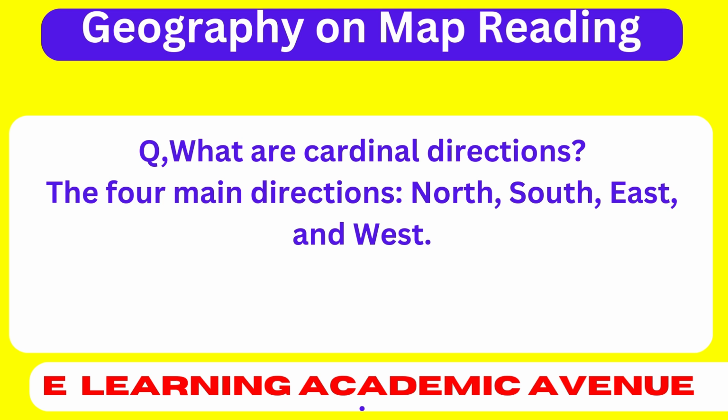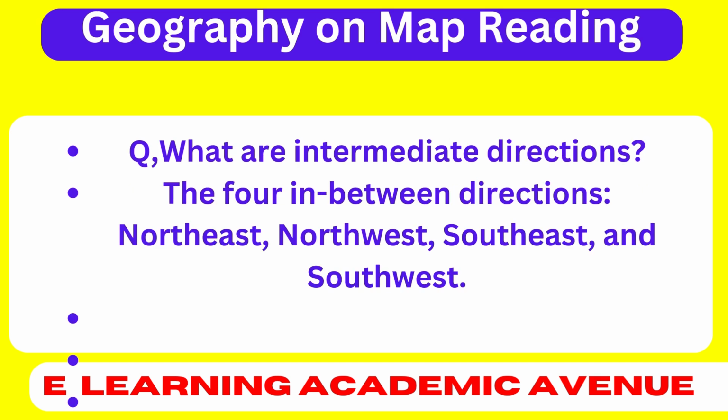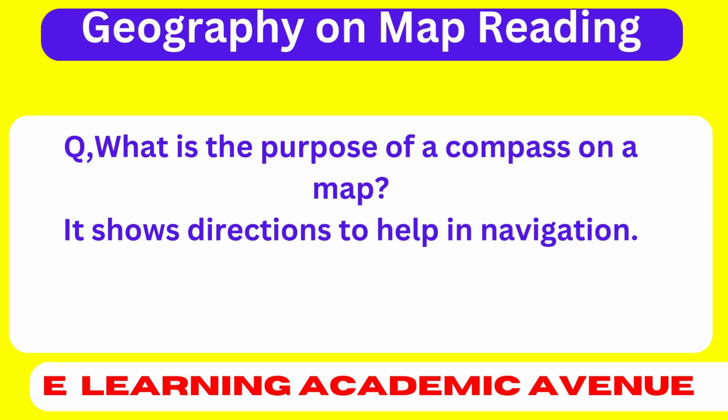Question 61. What are cardinal directions? The four main directions: north, south, east, and west. Question 62. What are intermediate directions? The four in-between directions: northeast, northwest, southeast, and southwest. Question 63. What is the purpose of a compass on a map? It shows direction to help in navigation.